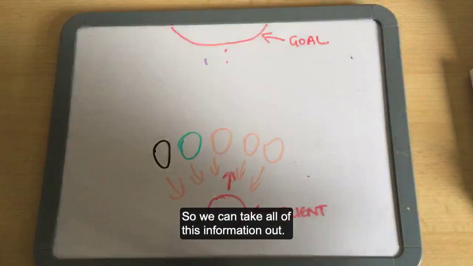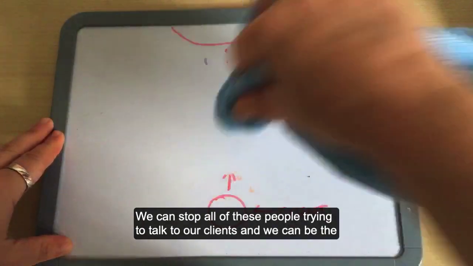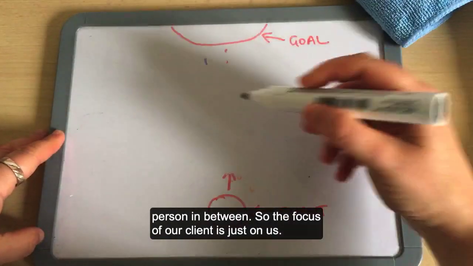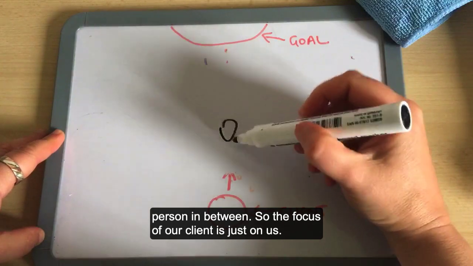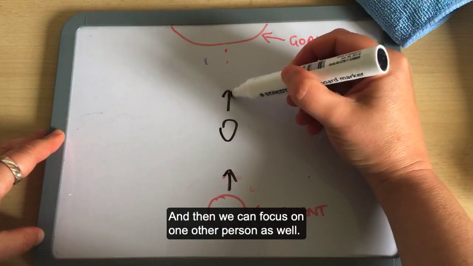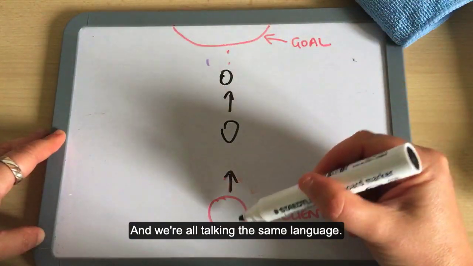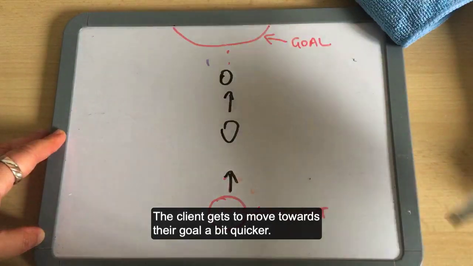Okay? So if we can take all of this information out, we can stop all of these people trying to talk to our clients, and we can be the person in between. So the focus of our client is just on us, and then we can focus on one other person as well, and we're all talking the same language. The client gets to move towards their goal a bit quicker.